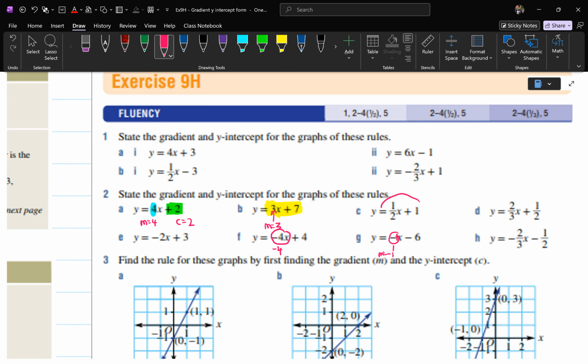Let's see the gradient for this equation. Hopefully you picked up it's the number in front of x, which is half. So m equals half. What's the gradient for this one? The gradient is 2/3. Very good.